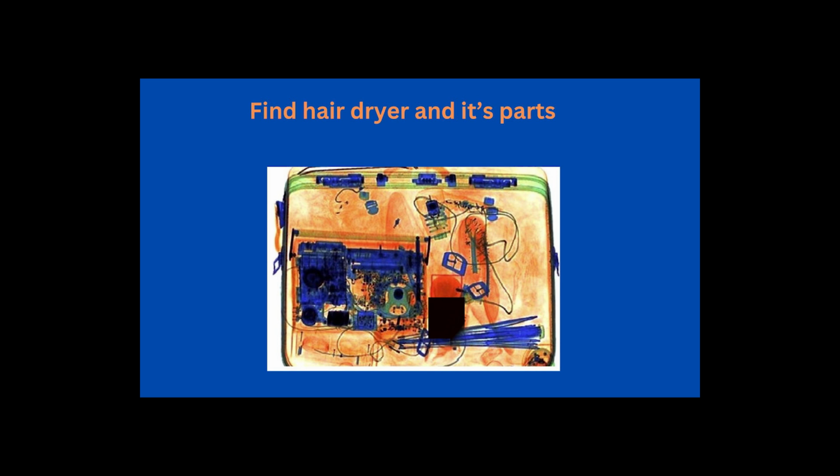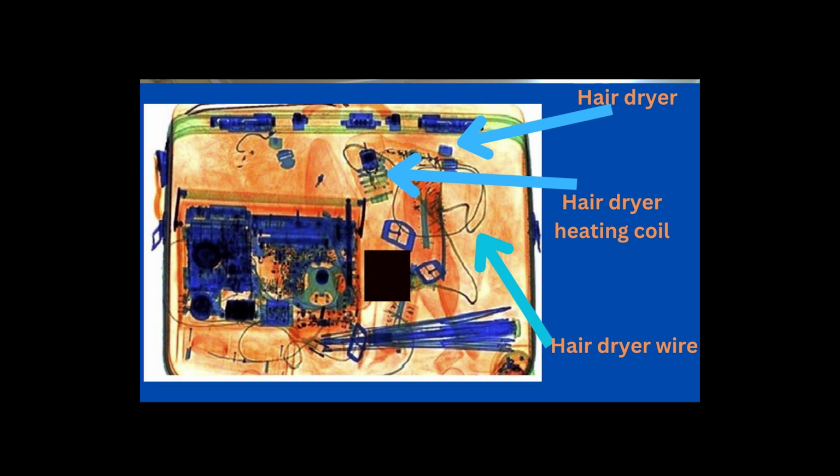Here's an example of an X-ray image. Try to find the hair dryer and all the different parts in it. In order to do that, you have to find what looks like a hair dryer and what could be the parts of a hair dryer. There's an arrow pointing to the actual hair dryer.